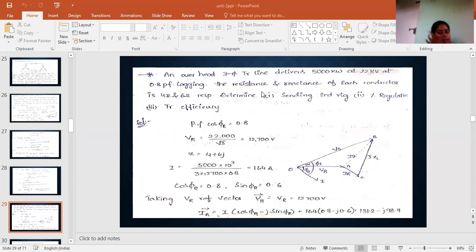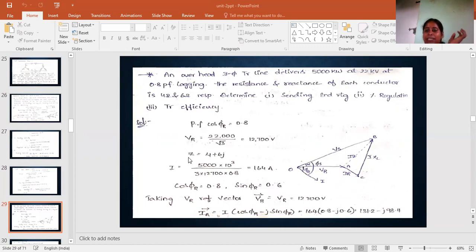Here it is also mentioned as an overhead three-phase transmission line. The power is 5000 kilowatts, the voltage is 22 kV and the power factor is 0.8. Resistance and inductance values are given here. First, find out the sending end voltage, the second one is the regulation, and the third one is the transmission efficiency.